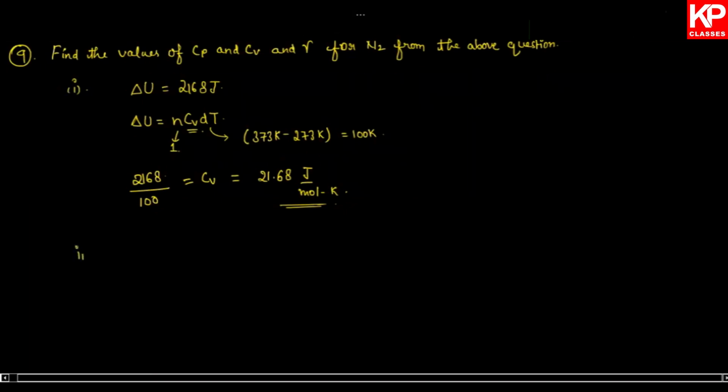Similarly, we have also obtained that the change in enthalpy was 3000 joules, right? And we know that delta H is nothing but n Cp dT, right? Now again, dT is given by 100 Kelvin. That is the difference in temperature, 373 minus 273, of the two states. The Cp is what we have to calculate, and the number of moles is given by 1. Okay.